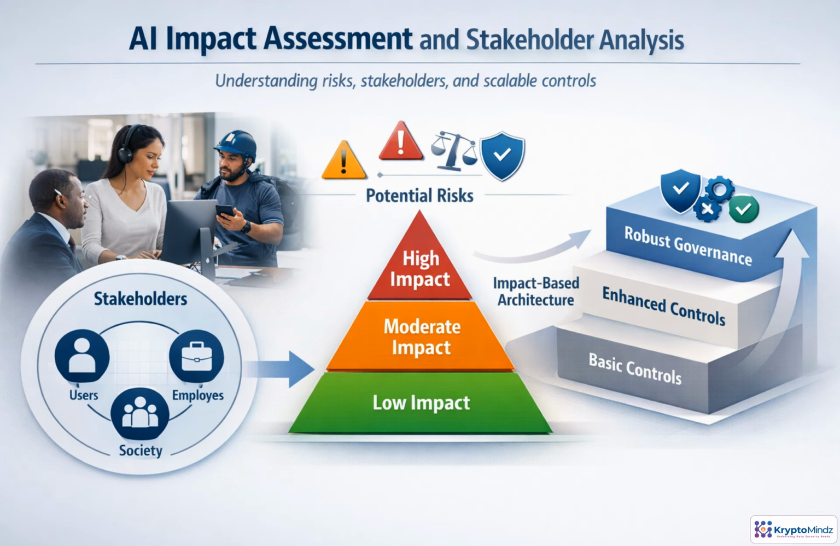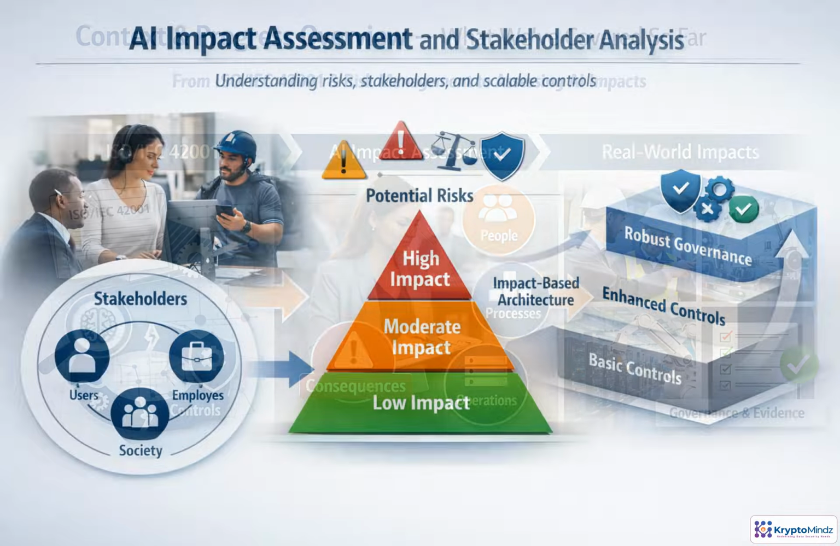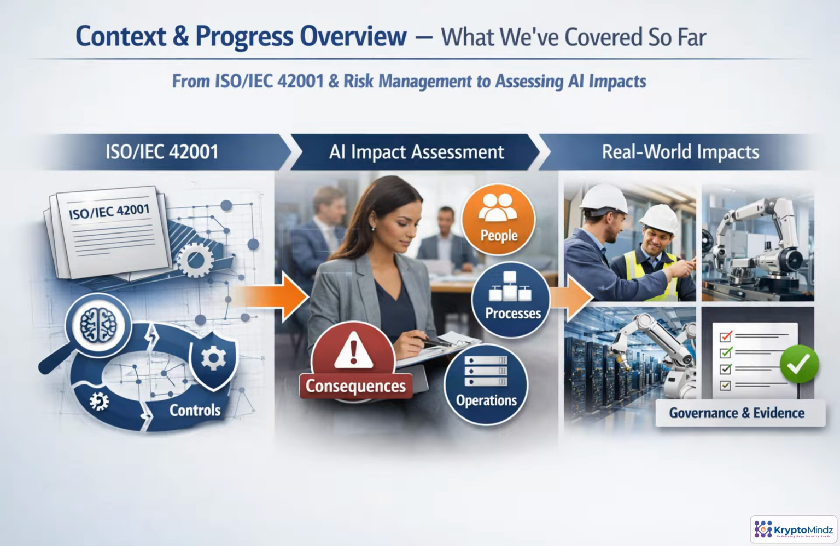Before designing controls for an AI system, we need one critical answer: who could be affected and how seriously? In this session, we'll connect impact, stakeholders, and architecture, so governance becomes practical, evidence-based, and ready for certification. We've already established the ISO IEC 42001 foundation and introduced risk management from an architect's perspective.